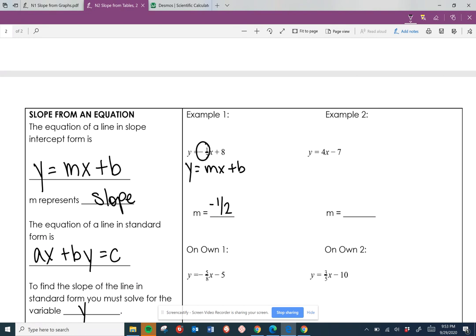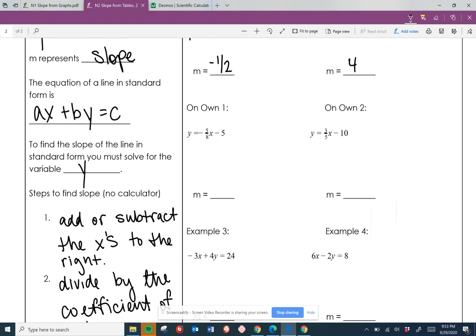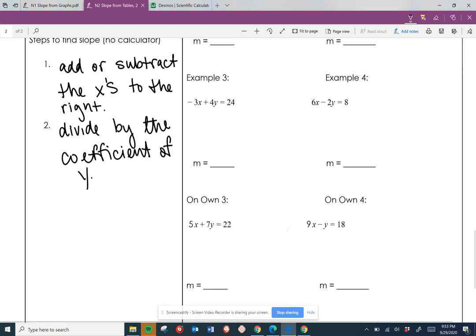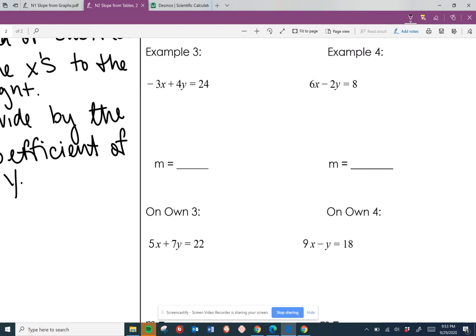So let's look at example 3. The first step is always going to be to move the x's to the right. So the opposite of -3x, or the inverse, is going to be plus 3x, plus 3x. This is going to cancel out, and I'm going to be left with just 4y. When I rewrite these on the right side of my equation, I need to put my x's first since I'm trying to get it into y equals mx plus b. So I've got to have those x's first. So I'll have 3x plus 24.